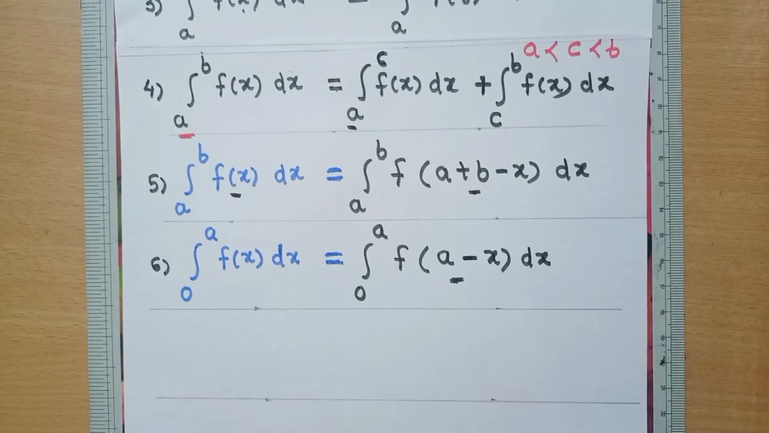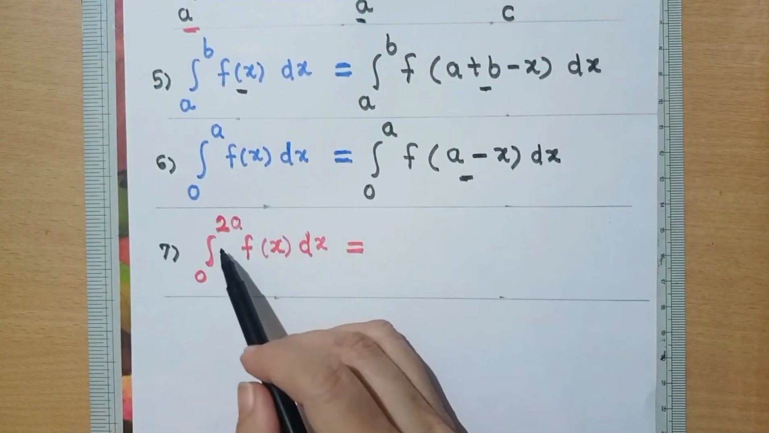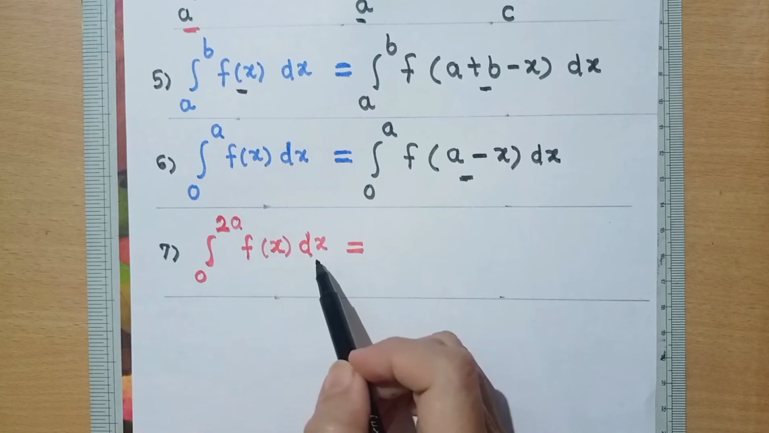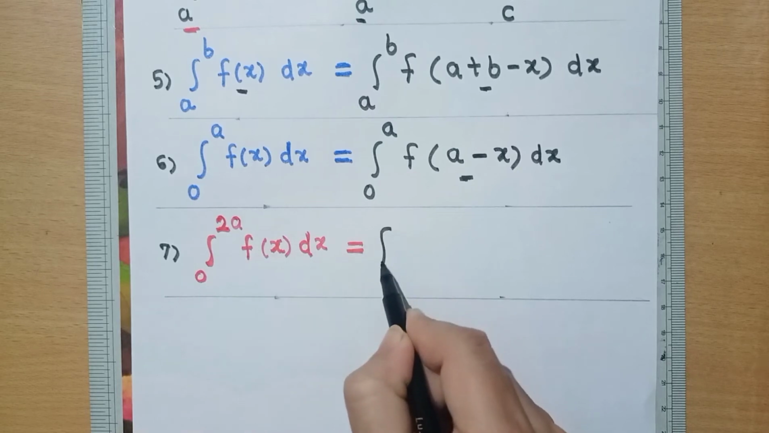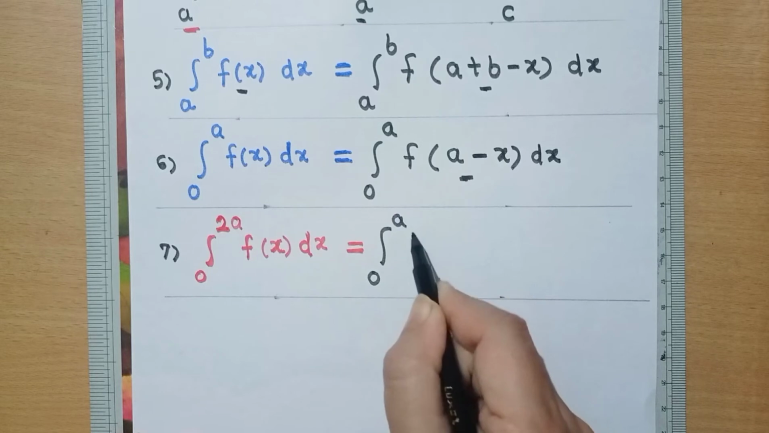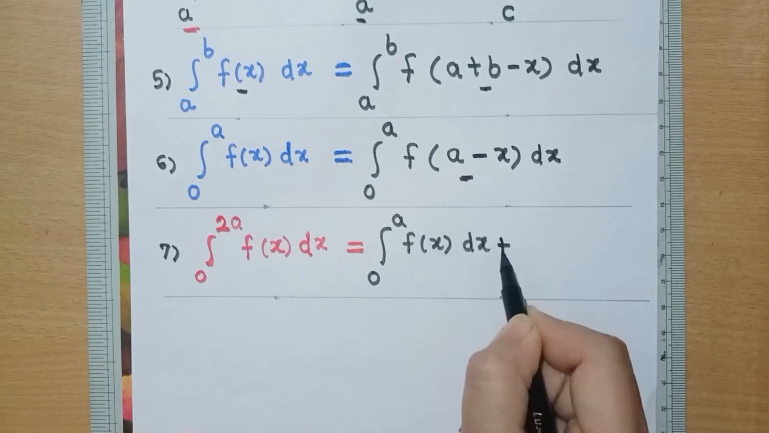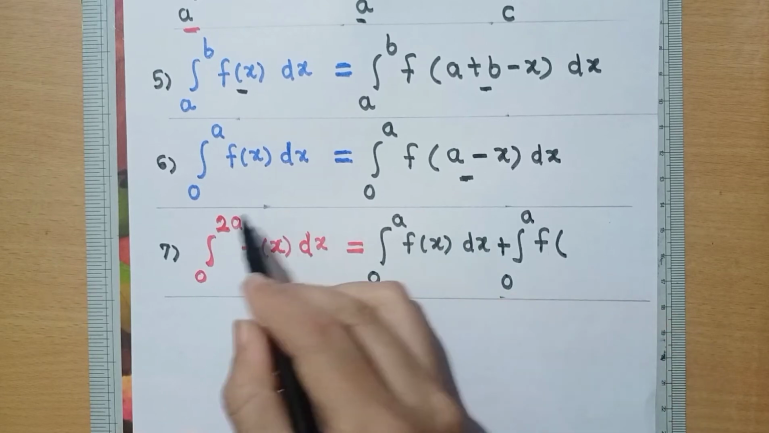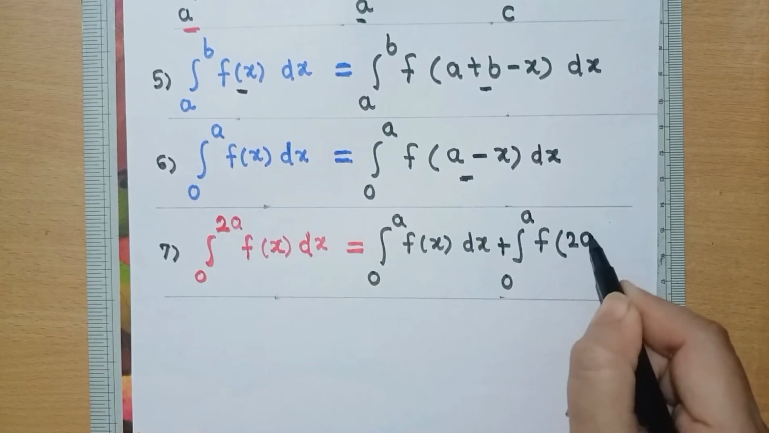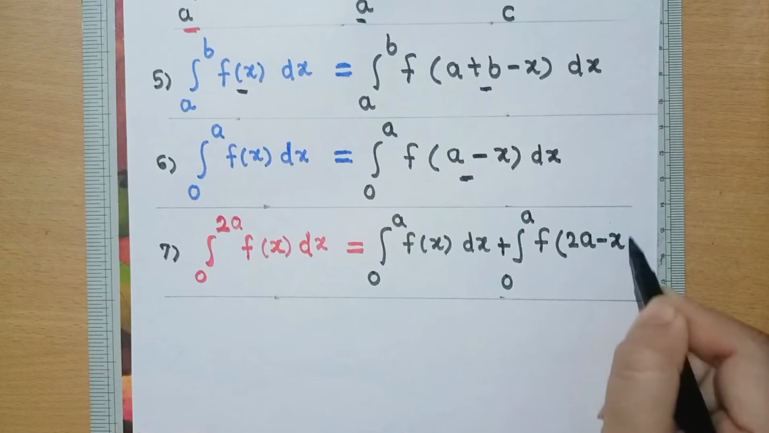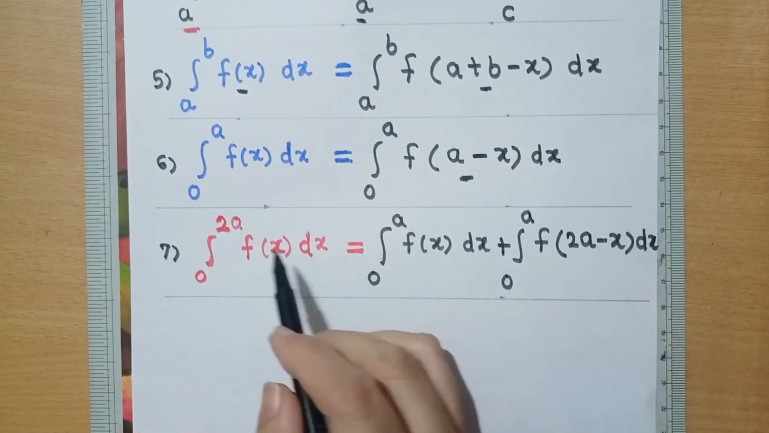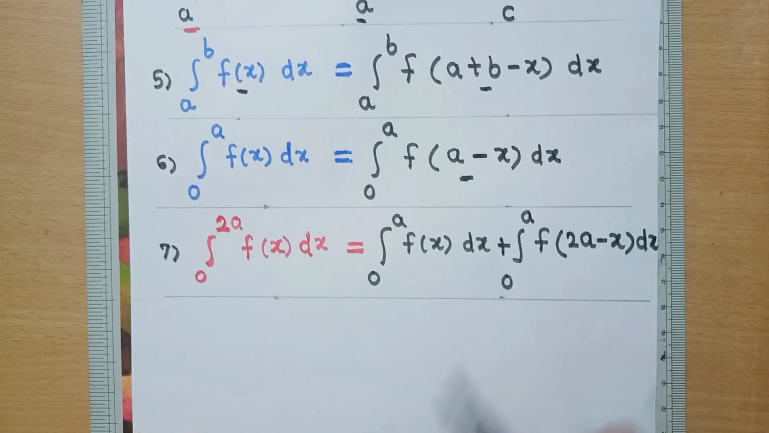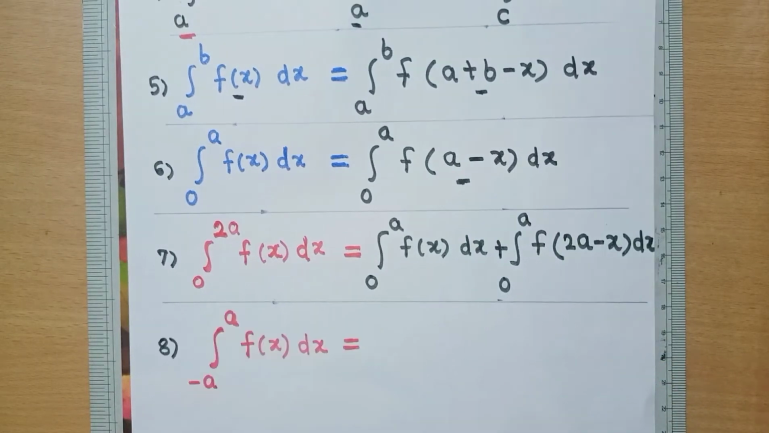Value will not change. This is seventh property and limits are from 0 to 2a f(x) dx. So here we will write 0 to a f(x) dx, middle sign plus, 0 to a f of this upper limit 2a, then write down variable minus x, dx. That means we can split this integrand in this way, then also value will not change.